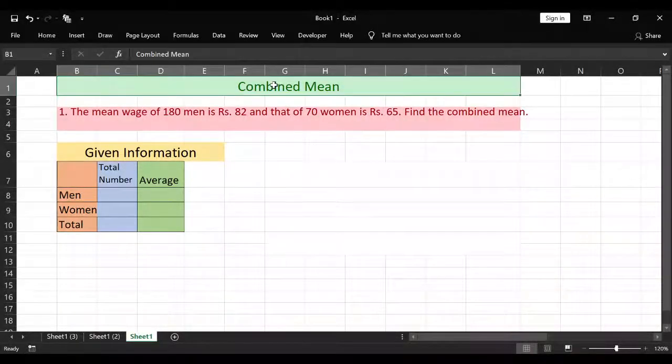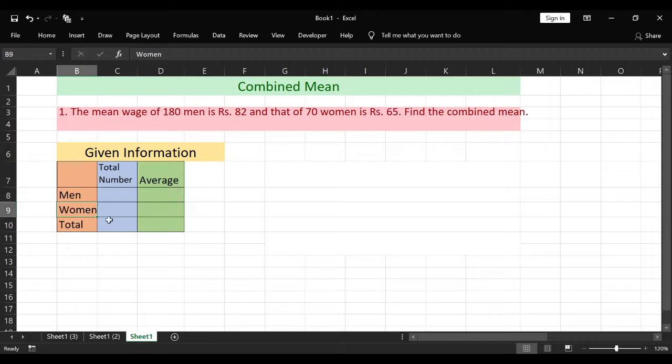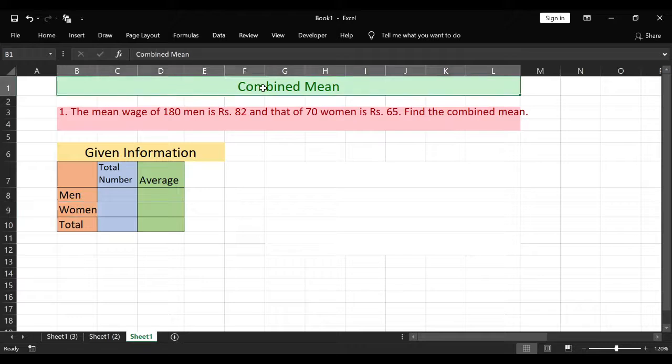Hello students, today we are going to learn a new concept from quantitative techniques, that is combined mean. We will have to apply this combined mean. When they have given more than one group of data, we have to apply combined mean. Like men group and women group, boys, girls, or wheat, rice, anything. When they have given more than one set of data, we have to use combined mean.